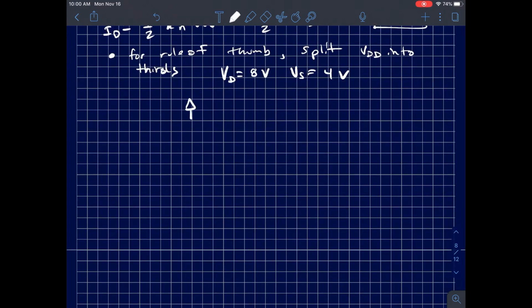So my bias circuit will look like this. I've got my voltage divider over here, R gate 1, R gate 2. Then I've got my MOSFET, and then over here I have my drain resistance RD and my source resistance RS. And I know that VD is going to be 8 volts and VS is going to be 4 volts, VDD being 12 volts up here.